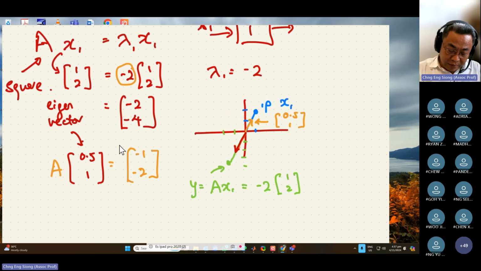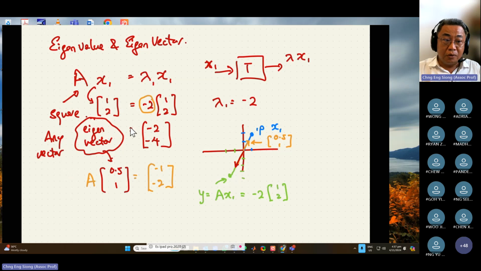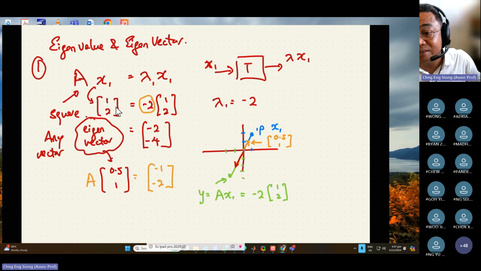So you'll realize that the word eigenvector refers to any vector in the direction of 1, 2. And later in MATLAB, you realize that you normalize 1, 2 into a normalized vector. Basically, 1, 2 will be divided by the norm of this vector. Okay, so this is the first thing that you must remember. Okay, for the quiz, definitely.